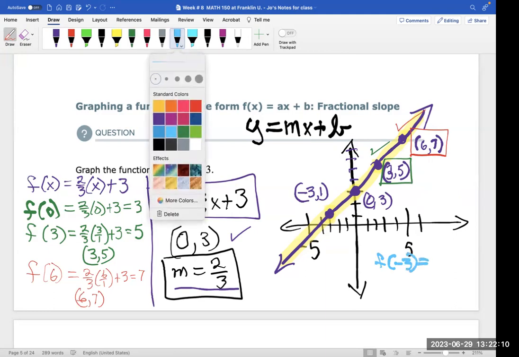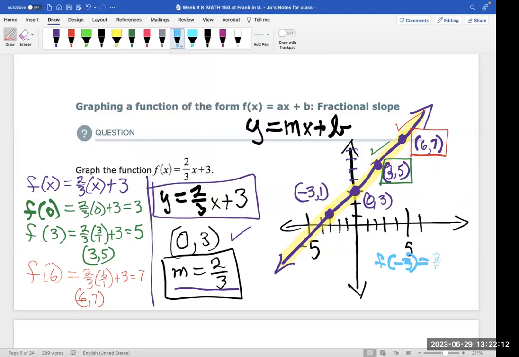If my x value is -3, then I have 2/3 times -3 plus 3, because that is the function that they gave me, 2/3 times the input plus 3. Positive 2/3 times -3, positive times negative is negative. So f of -3 is 1, which is the same thing as the point -3, 1. Yes.